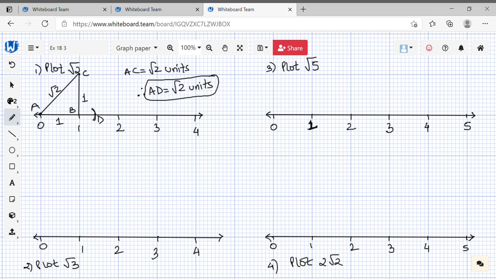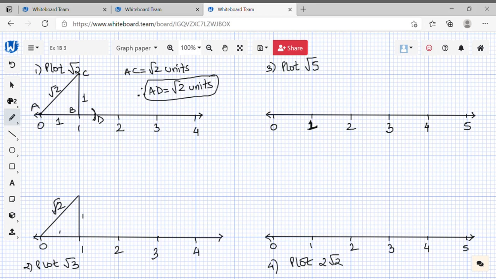Let's look at the next part. If I have to plot root 3, then like we said, one side will be root 2, the other side is 1. So first we'll have to plot root 2, which means I construct a right angle triangle here. This is 1 unit here, this is 1 unit here. So this is root 2 units here.